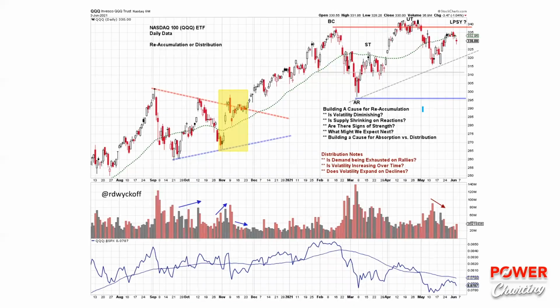Now let's look at the Qs for a minute. And so I hope this is helping you as much as it's helping me, because reaccumulations are periods of attributes of vagueness in them. And also the other thing is that you can have reaccumulation in one market, distribution in another market. Here is the Nasdaq 100 Triple Q ETF. And so, very important index.